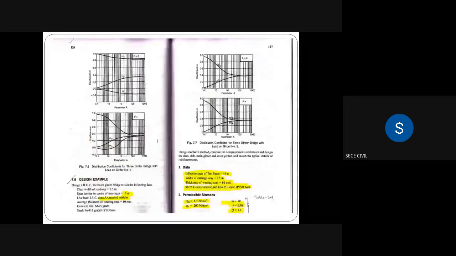Okay, so this is one of the Pigeaud's curves. It depends upon the curve and upon the k value. These two graphs are for a k value of 0.5, and this particular graph is for a k value of 0.6. Okay, we have 0.625. We are taking the nearest value 0.6. So in the particular graph, we'll calculate M1 and M2.